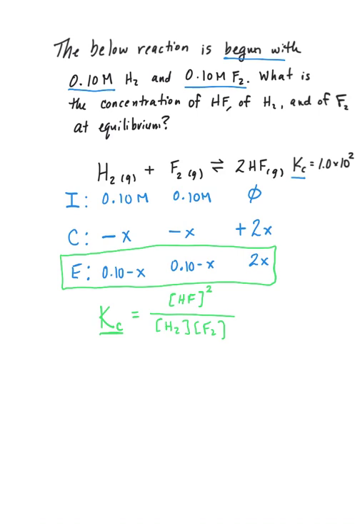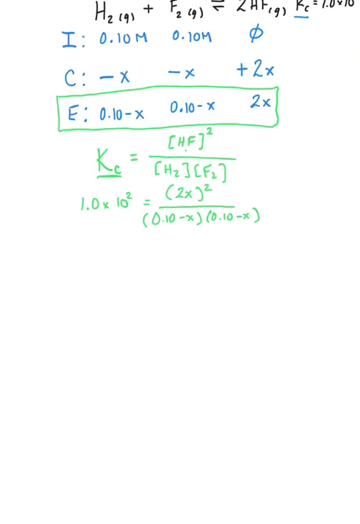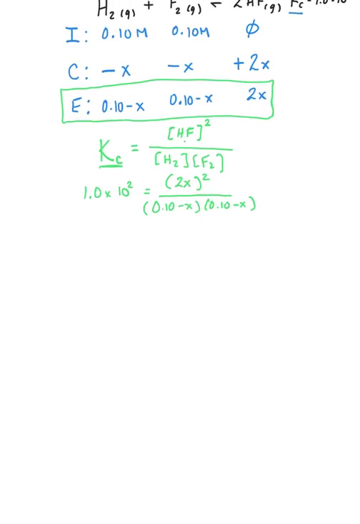We know that the value for the equilibrium constant is 1.0 times 10 to the 2. We know that at equilibrium, the concentration of HF is 2x. And our equilibrium constant expression tells us we have to square that concentration. Our concentration of H2 at equilibrium is 0.1 minus x. And our concentration of F2 is likewise 0.1 minus x. Now, we need to solve this single equation for one unknown. How do we do that? Well, we need to employ the quadratic equation.